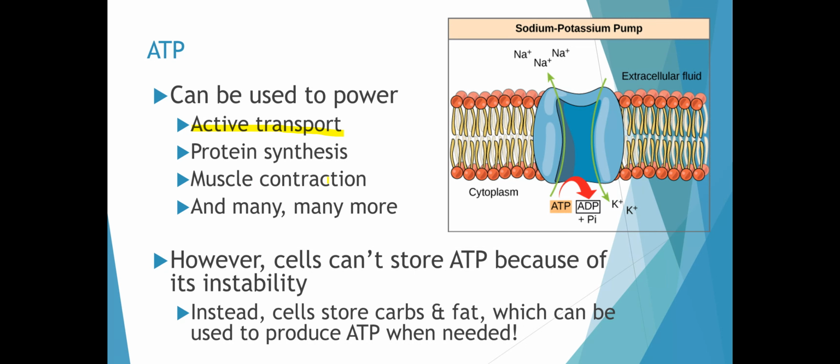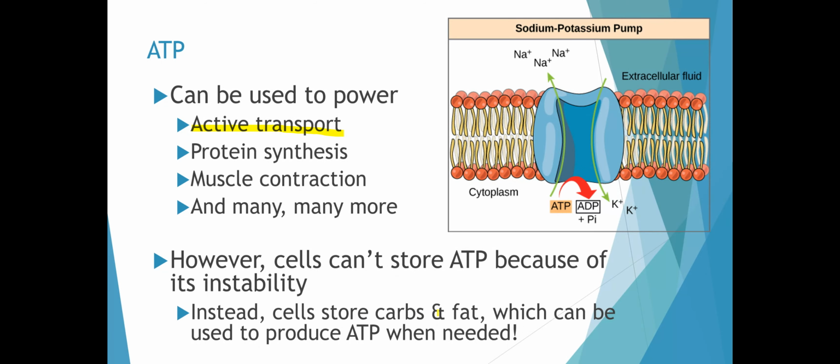We recycle like 1 million ATPs per second or something like that. I mean, it's a ridiculous amount. And so we need these ATP molecules for all different types of activities in our cells. So because we can't store it, because that's unstable, remember, what we do is we store those other molecules, like we can store the carbs in the form of glycogen, or we can just take those glucose molecules from our blood, or we can break down fat.